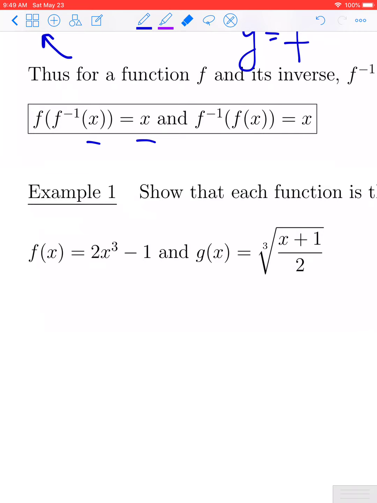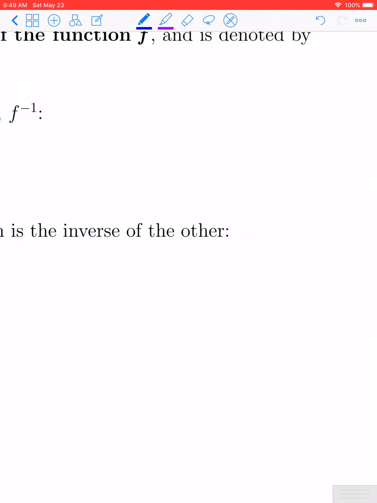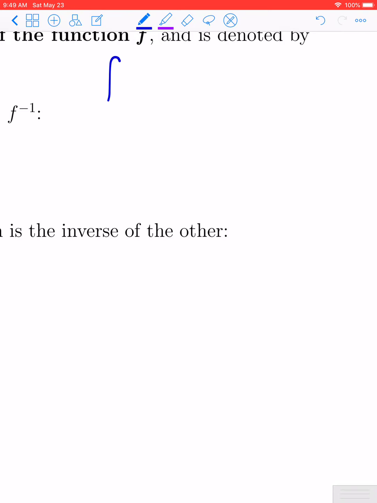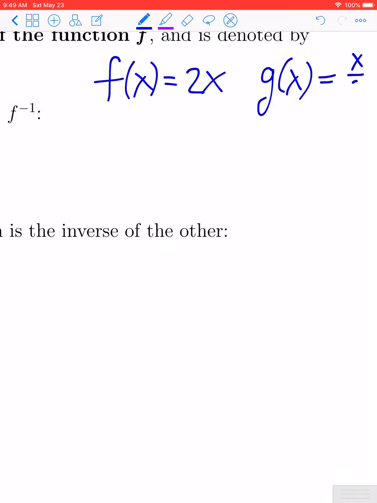Okay. As an example, just a simple example to highlight this compositional relationship, let's take a look at these two functions. The function which is multiplying by 2, and I'll just call it f for the moment, and the function g that is dividing by 2. We know from basic arithmetic that multiplication by 2 and division by 2 are inverse operations.